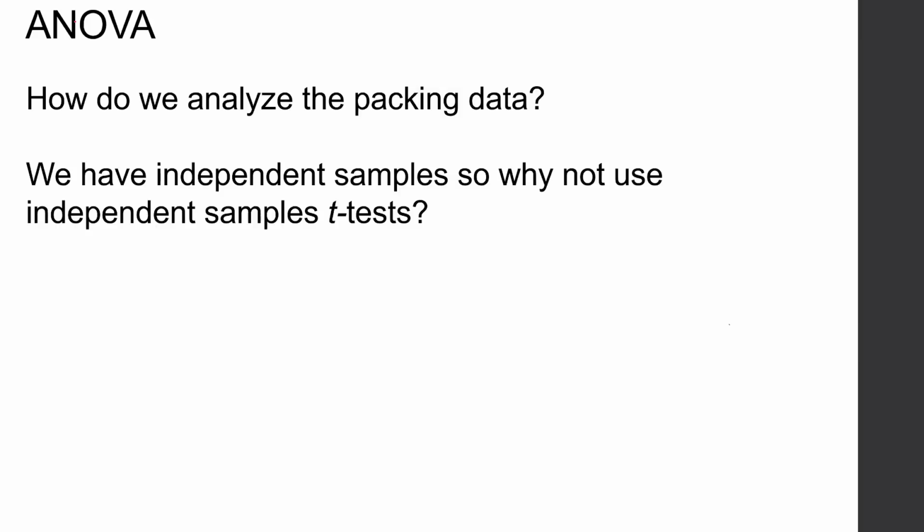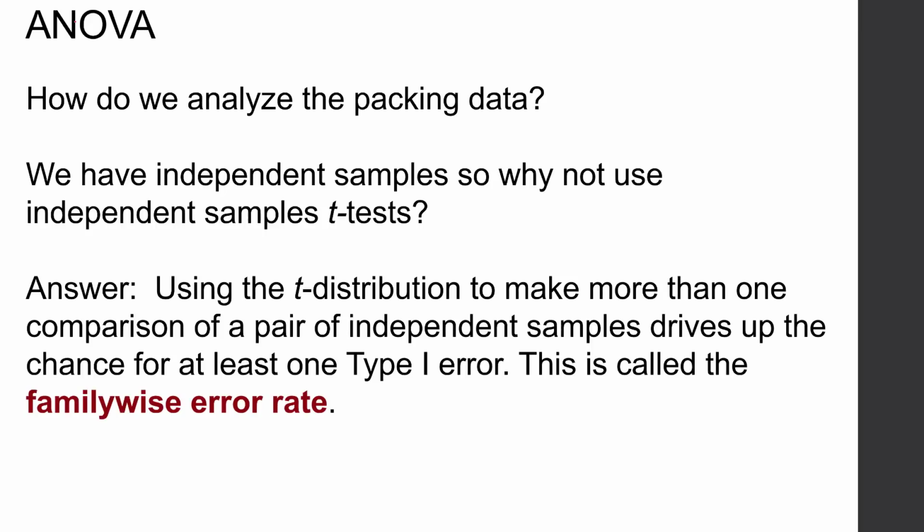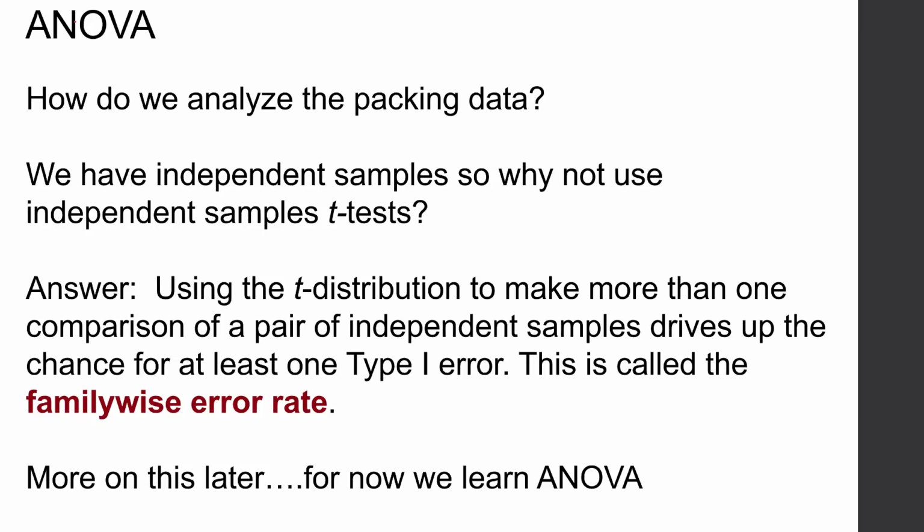Well, we have independent samples, so why don't we use a bunch of independent samples t-tests? We could compare station 1 to 2, 1 to 3, 1 to 4, etc. The problem is that using the t-distribution to make more than one comparison of a pair of independent samples actually drives up the chance for at least one type 1 error. This is called the family-wise error rate. More on this later. For now, we're going to learn ANOVA.